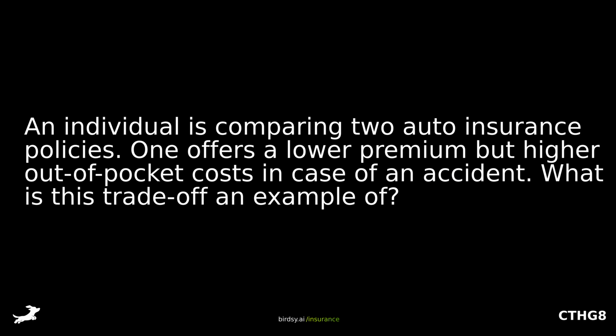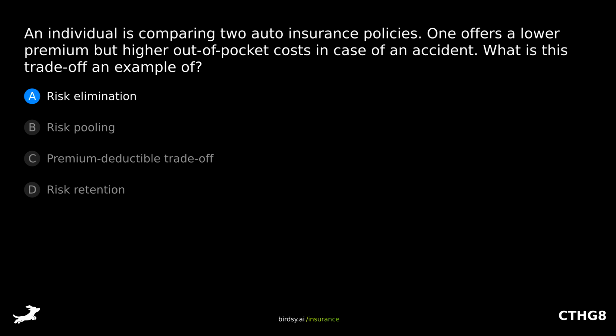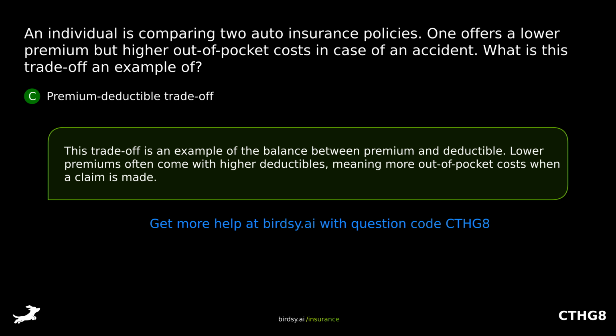An individual is comparing two auto insurance policies. One offers a lower premium but higher out-of-pocket costs in case of an accident. What is this trade-off an example of? Is it A, risk elimination, B, risk pooling, C, premium deductible trade-off, or D, risk retention? The answer is C, premium deductible trade-off. This trade-off is an example of the balance between premium and deductible. Lower premiums often come with higher deductibles, meaning more out-of-pocket costs when a claim is made.